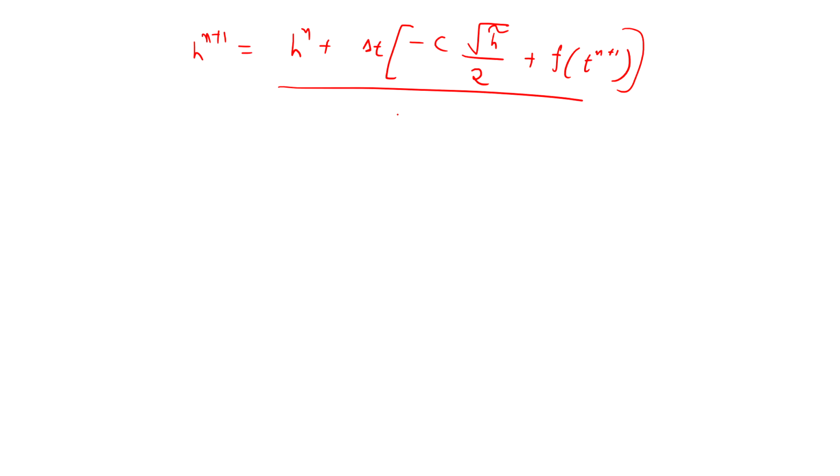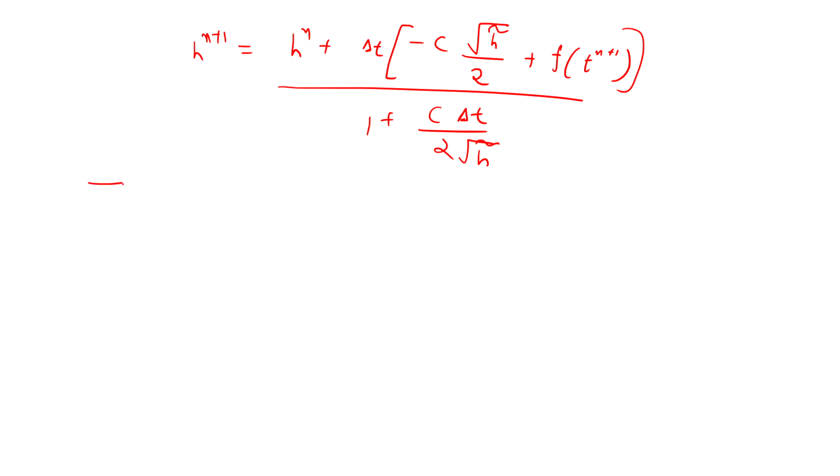So my expression that came from the linearization approach was that h_{n+1} will be equal to h_n plus delta t times minus c root of h tilde upon 2 plus f of t_{n+1}, divided by 1 plus c delta t upon 2 root h tilde.